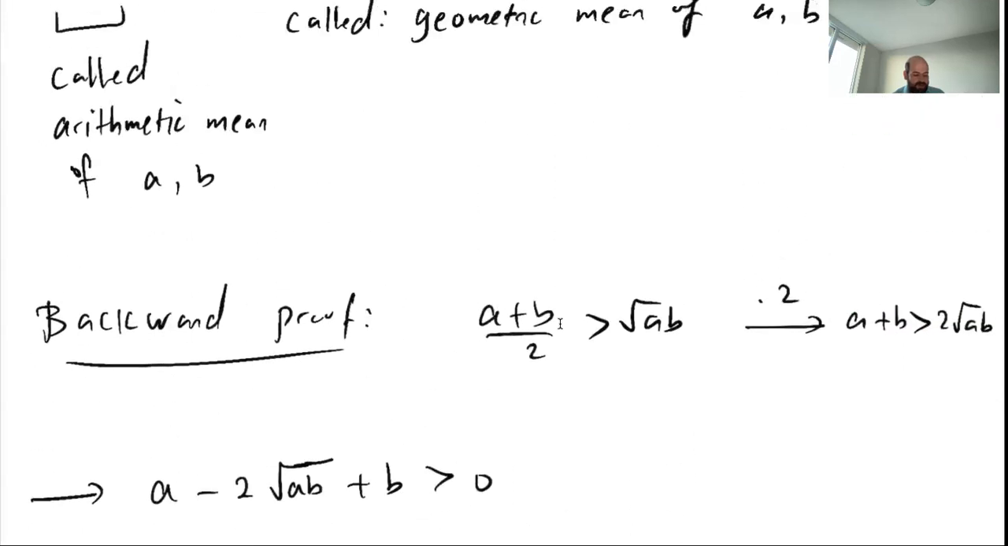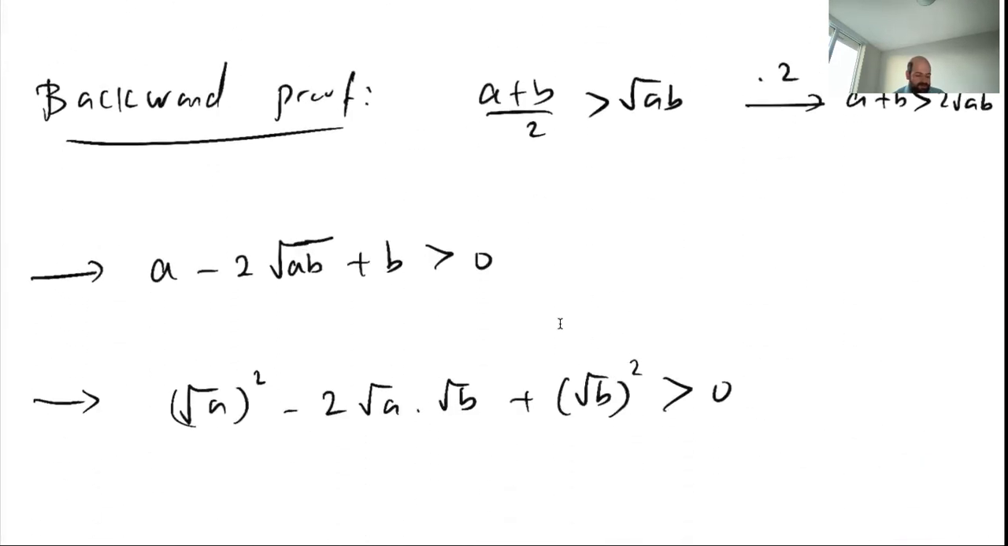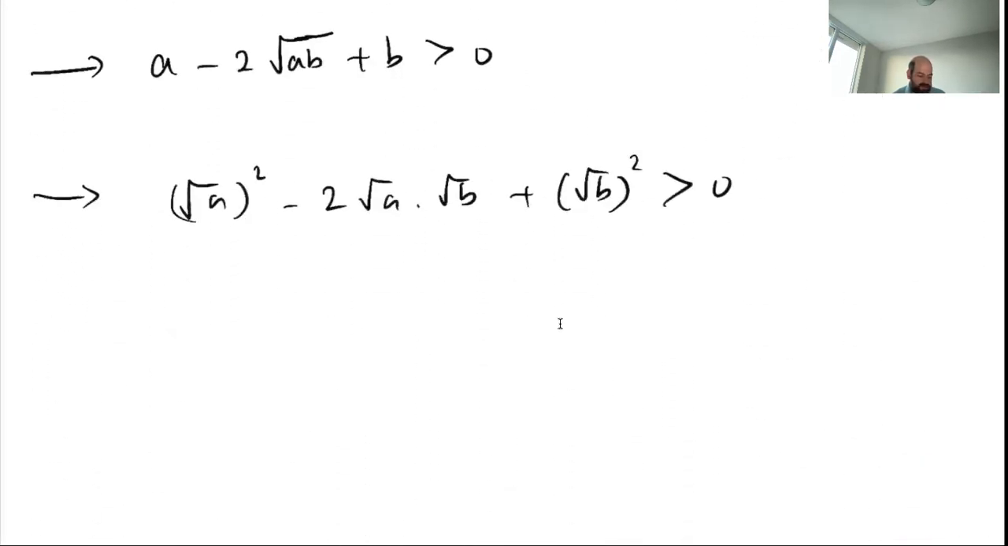Because remember, a and b are both positive. So of course, root ab is the same as root a times root b. Now I have an identity, x squared minus 2xy plus y squared. What is it? x minus y the whole squared. So root a minus root b the whole squared bigger than 0.